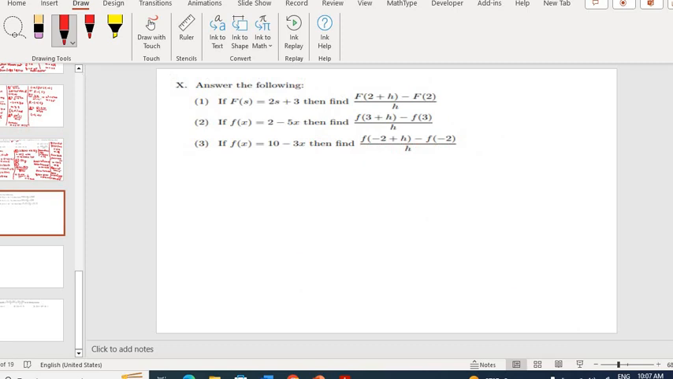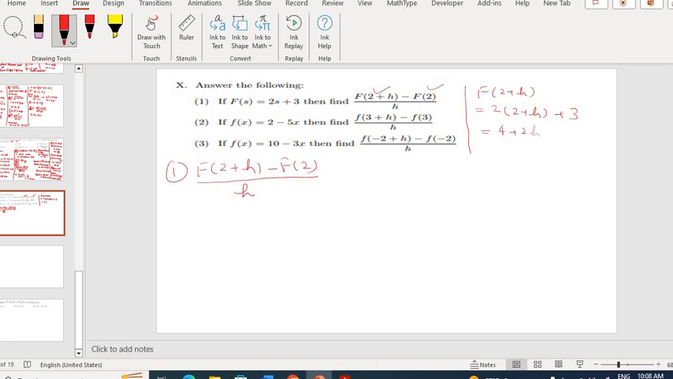Question number 10th part means evaluation of the function. If f(s) is given, then find f of 2 plus h. So we need to calculate this. I'm going to write one number question: f of 2 plus h minus f of 2, divided by h. So I need to calculate it separately. So f of 2 plus h means just replace s with 2 plus h. So f of 2 plus h equals 2 times (2 plus h) plus 3. Just open the bracket: 4 plus 2h plus 3. So it is 2h plus 7.